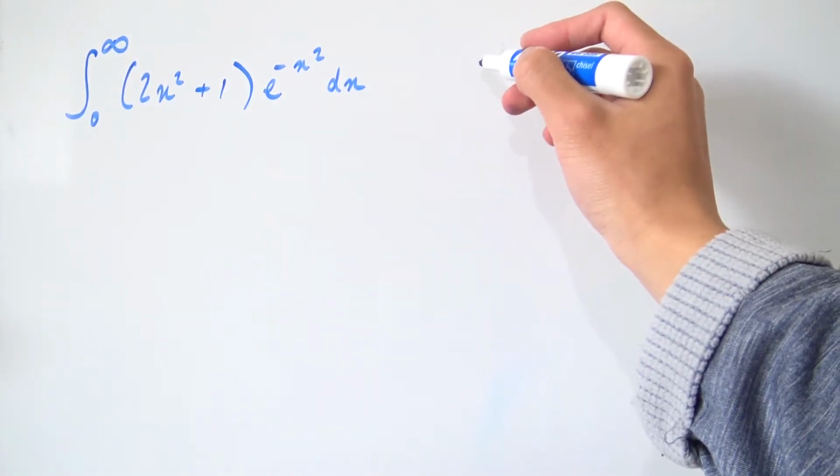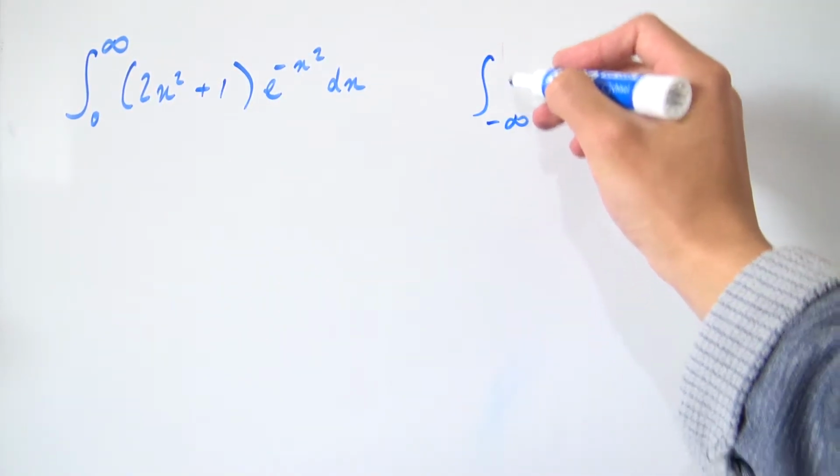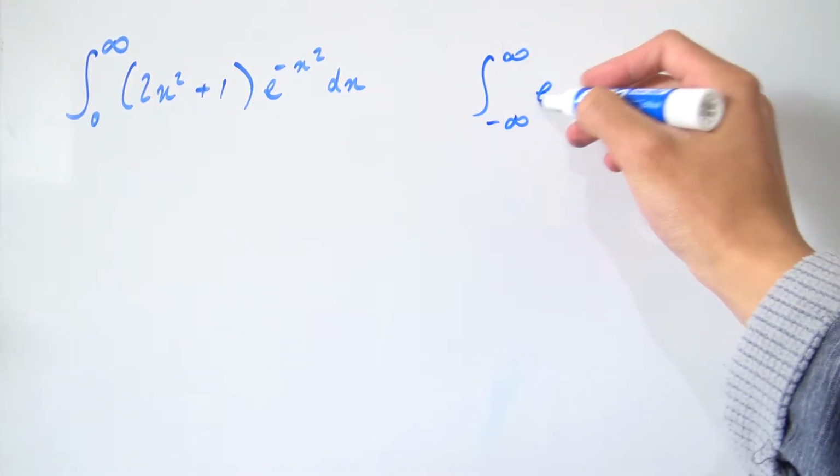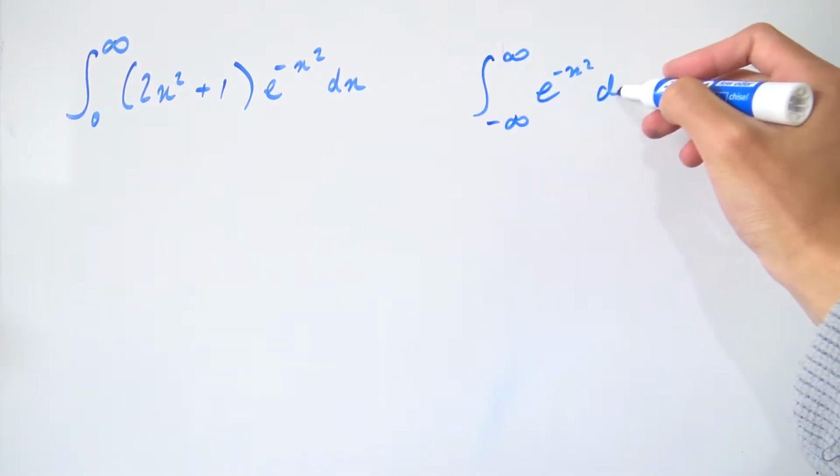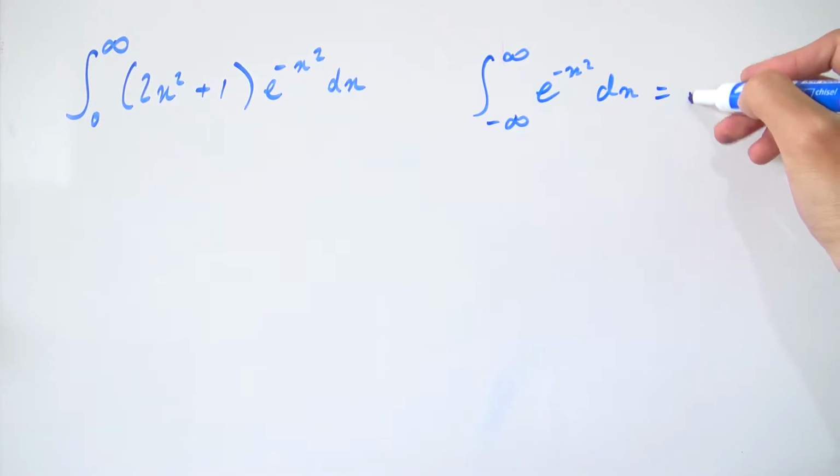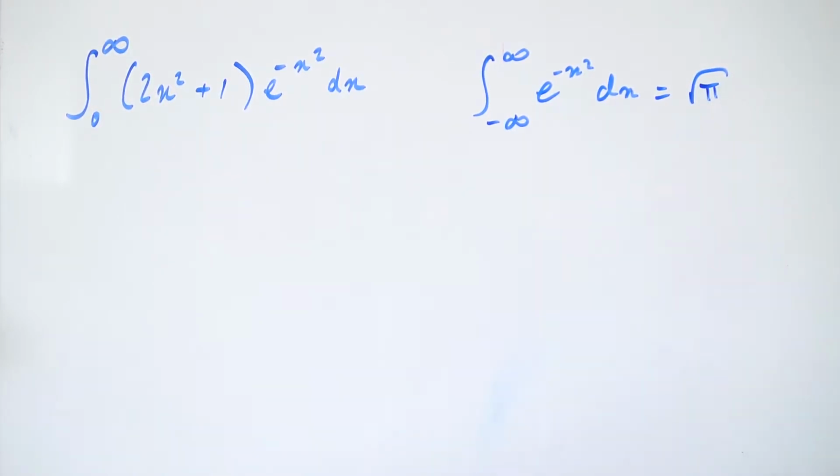So to evaluate this integral, we will need to know the Gaussian integral, which is the integral from negative infinity to infinity of e^(−x²) dx, and we should all know that it evaluates to the square root of pi. I'm not going to derive this in this video, but this is a nice integral identity we should know.